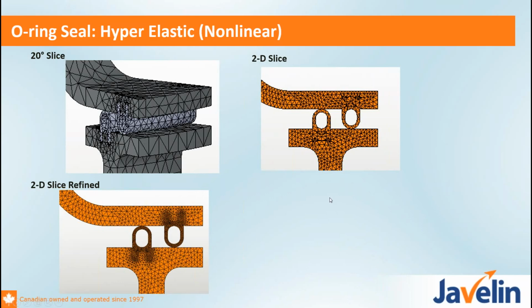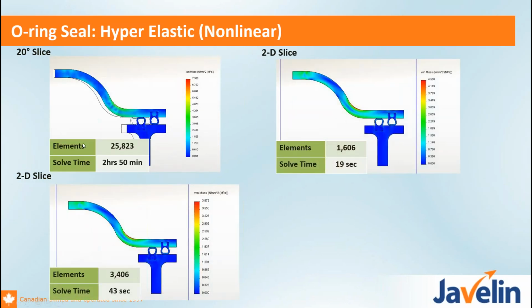Well, let's look at the solve time for these three cases, guys. Just the 20-degree slice would take almost 3 hours to solve. If we cut that down to a 2D slice, we'll solve in about 19 seconds, and even with a very, very refined mesh in the contact area, we're solving in less than a minute. So there you go. That's why we do 2D simplification. Do you want to wait 3 hours for results, or do you want to see those results in about a minute and move on and basically keep designing?